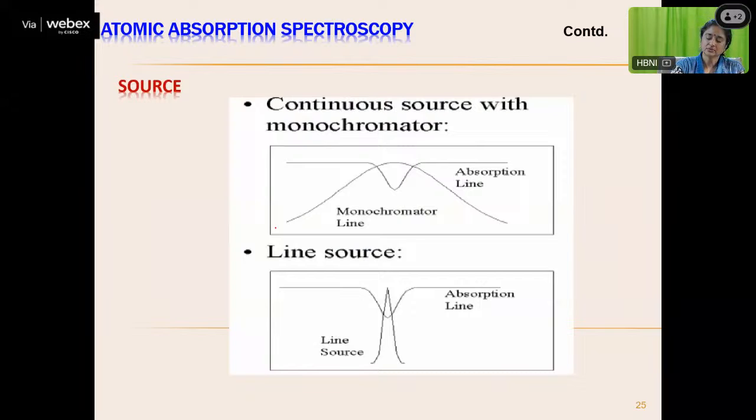So you can have a look. This is the output of your source, which is coming after passing through the monochromator, and this is the absorbing line of your species. In case of atomic absorption, if the source is a broad one, then the absorbance will be very less. So we normally need a line source for atomic absorption; a line source is better than a broad source. So let us do some mathematical calculation, which will clear our concept that in atomic absorption, you will require a line source rather than a continuum source.